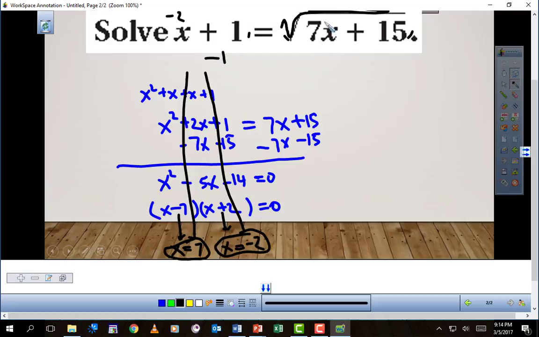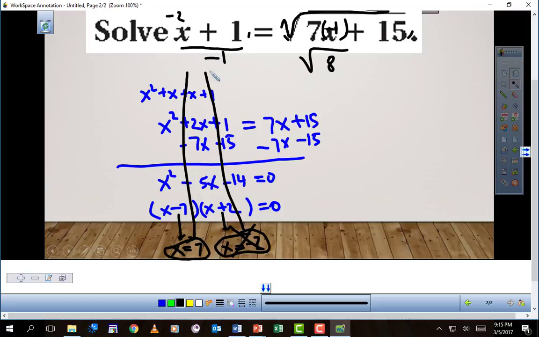Let's check this out. If you put in a negative 1 here, you're going to get what? Negative 7 plus 15. That's the square root of 8. The square root of 8 doesn't equal negative 1. So what this means is that that solution is extraneous. It came about when we were squaring both sides. That introduced an extra degree into the equation.